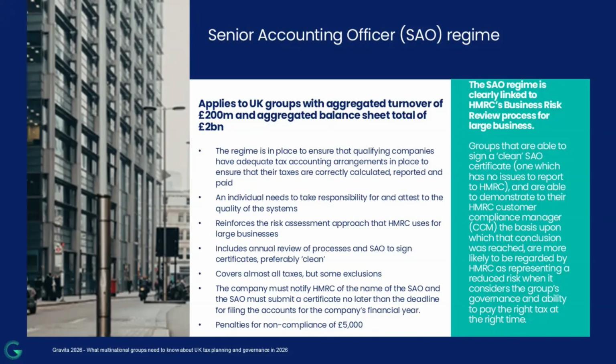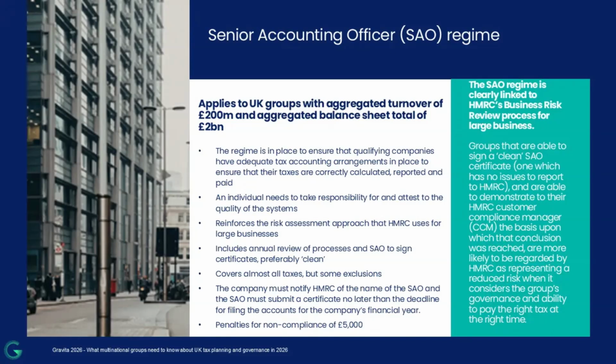Now, ideally, everybody should be submitting clean certificates. But something may have happened in the year, say a fraud, or if the FD has changed, that person may no longer be in place and they haven't covered the whole period. So if you're not able to submit a clean certificate, my recommendation is always to talk to your CCM at that point and explain the situation, and it should dovetail into any business risk review element that HMRC has on occasions where you're not providing a clean one.